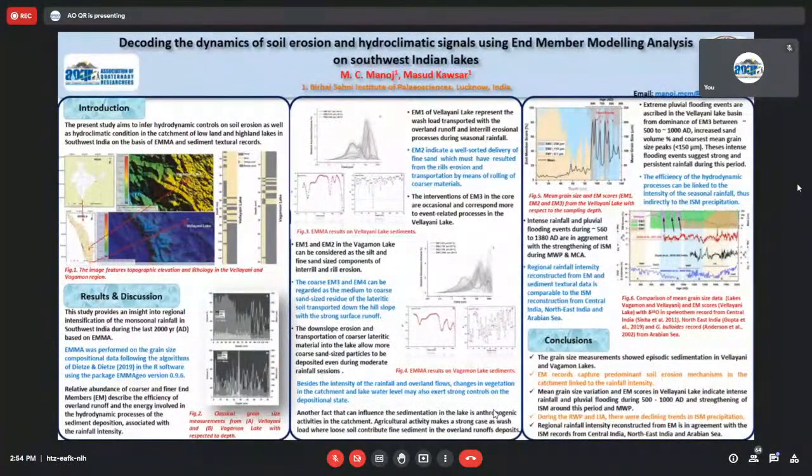ISM records from Central India, Northeast India, and the Arabian Sea. So, in conclusion, the mean grain size variations of end member scores in Velaini Lake indicate intense rainfall and pluvial flooding during 500 to 1000 AD and strengthening of ISM around this period, that is during the medieval warming period. And during the Roman warming period and LIA, there were declining trends in ISM precipitation. And the regional rainfall intensity reconstructed from this end member is in agreement with the ISM records from Central India, Northeast India, and Arabian Sea. Thank you.